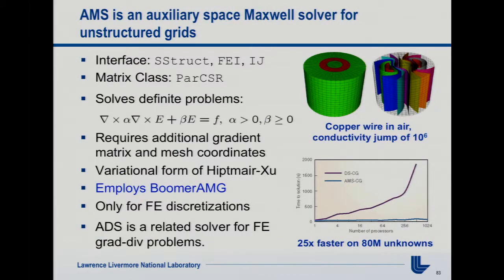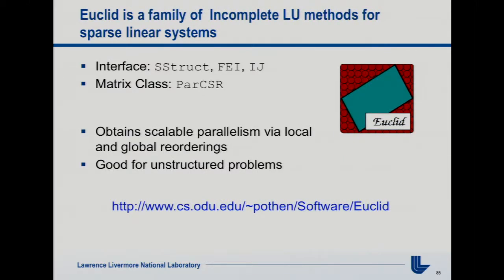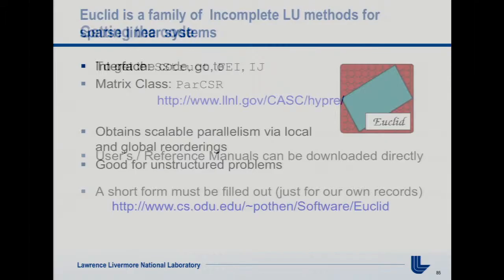And then we have this AMS solver for solving Maxwell's equations of this form. This is the definite Maxwell equation. It's a very nice solver. It deals with lots of different issues with jumps in coefficients, strange cell aspect ratios, all these things. And it uses the BoomerAMG solver underneath it to do that. We also have some non-multigrid solvers like sparse approximate inverse and ILU.